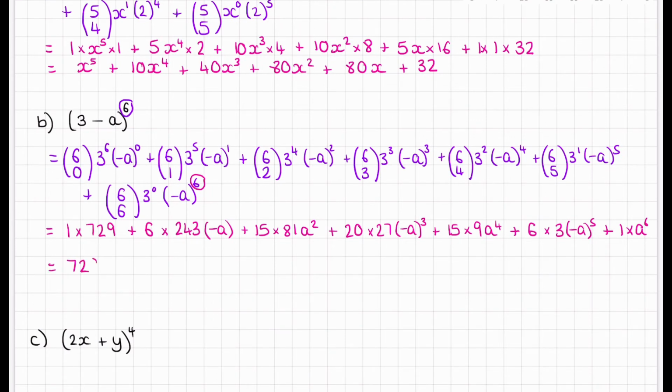So we'll have 729. Remember what this negative is, so it becomes minus 1,458a plus 1,215a squared minus 540a cubed plus 135a to the power of 4 minus 18a to the power of 5 plus a to the power of 6. And there's our expansion. So it's much easier than writing out the bracket 6 times and trying to do FOIL a lot. It's a lot quicker. 2 more for practice.